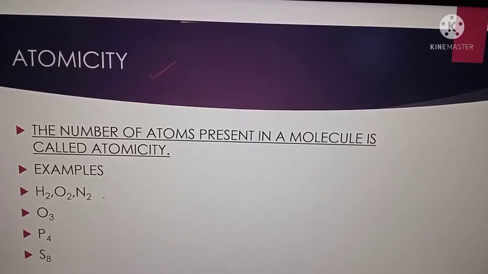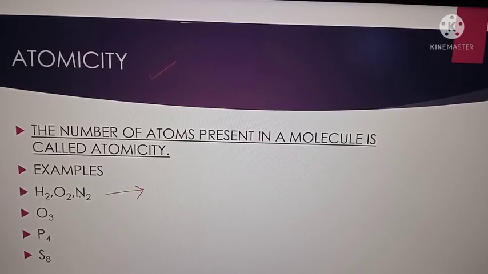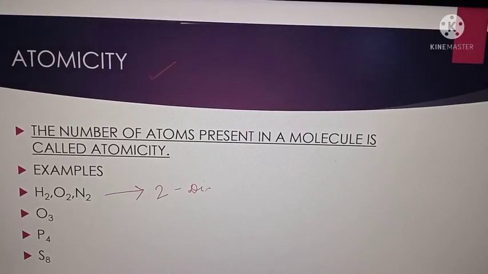First one we have taken here: hydrogen, oxygen, nitrogen, etc. You can see the number of atoms. There are 2 atoms present in hydrogen, 2 in oxygen, 2 in nitrogen. So these are all examples of elements in which the atomicity is 2, and basically they are called diatomic. So diatomic means the atomicity is 2.